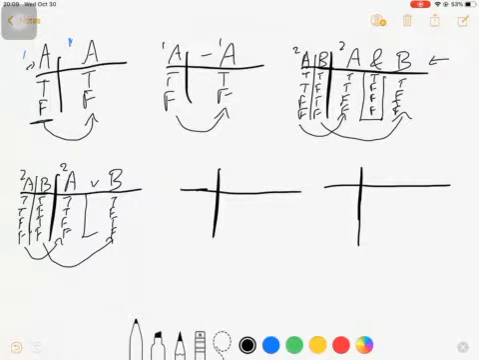And we identify our main operator. The main operator here is a wedge. For a wedge to be true, at least one of the pieces has to be true. So T or T is true, T or F is true, F or T is true, but F or F is false.